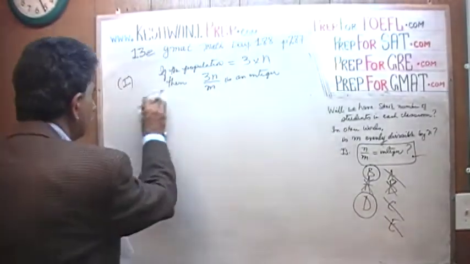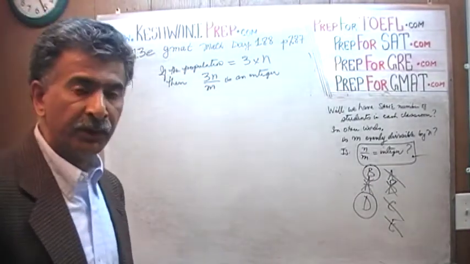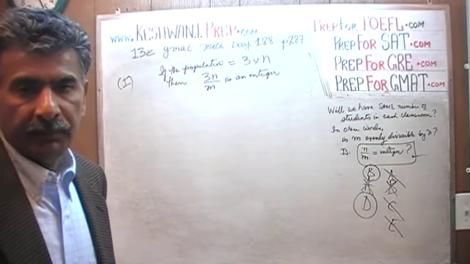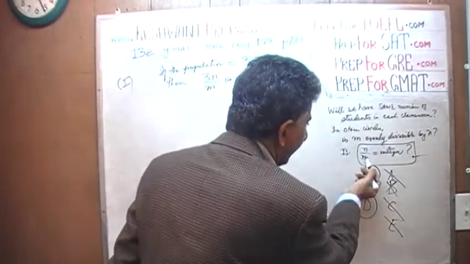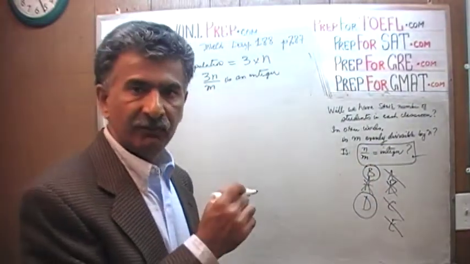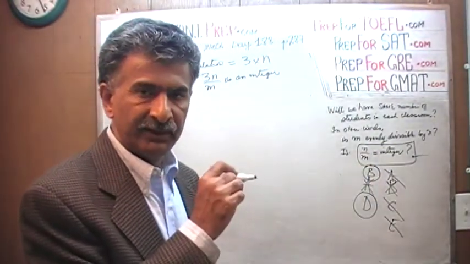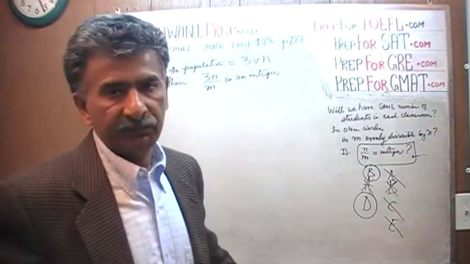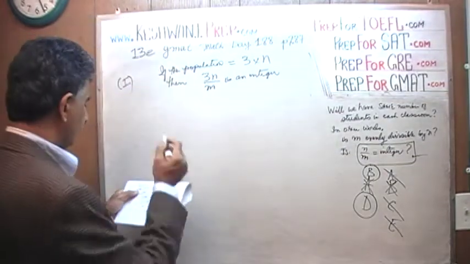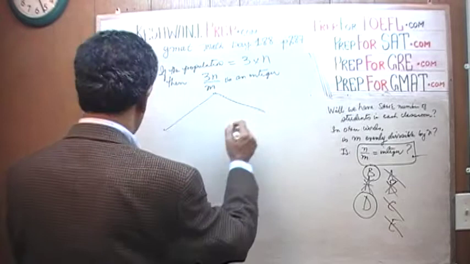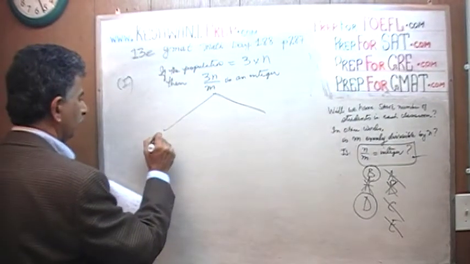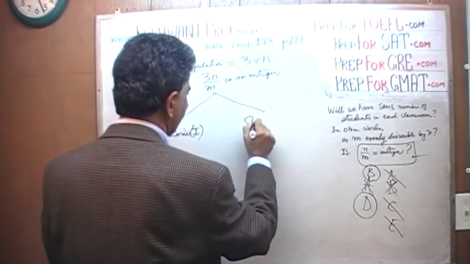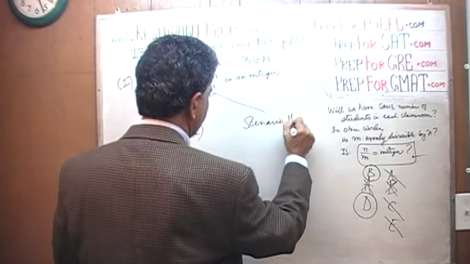All we have to do here is make up some scenario, and as long as we can find a contradiction, then we are done. The question is: is n over m an integer? If in one case we find the answer to be affirmative, and in some other scenario we find the answer to be negative, we are done. The first statement is not sufficient. So let's make up 2 scenarios.